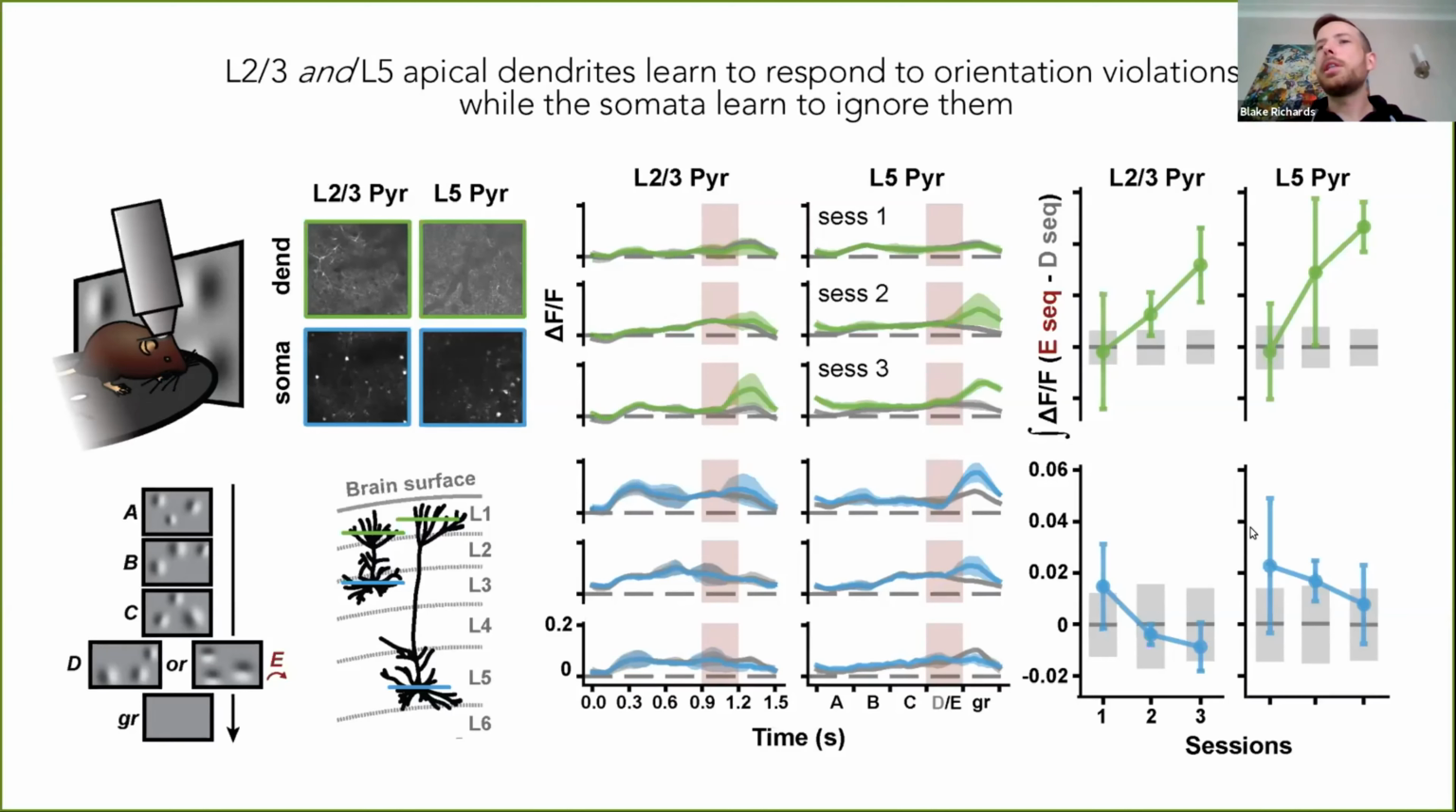And what you can see is that whereas there are significant responses in the somata that are outside of the shuffled data zone in the first imaging session and not in the dendrites, by the third session that has reversed, and now we have something that's no longer statistically different from chance in the somata, whereas we have significant differences in the apical dendrites.